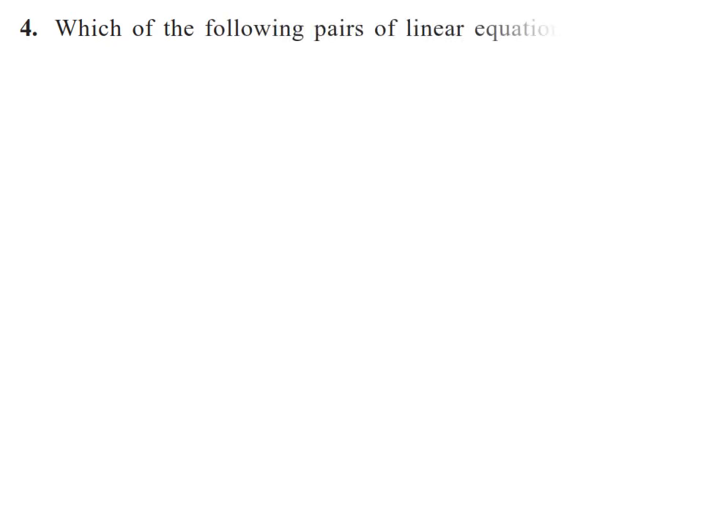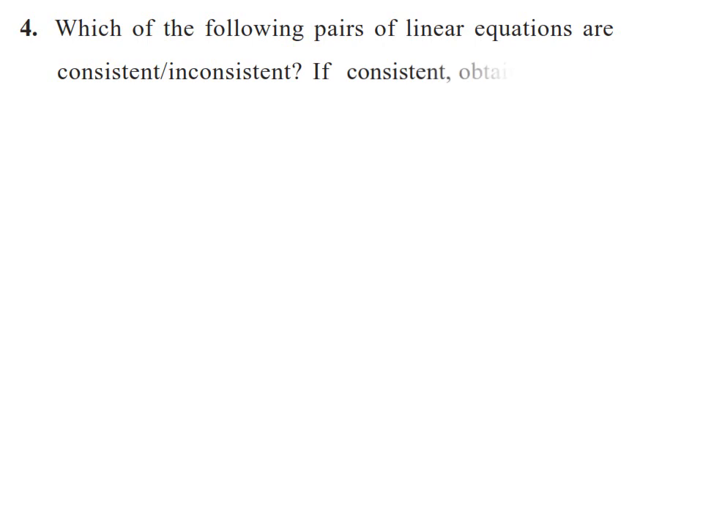Now the next one, question number 4. Which of the following pairs of linear equations are consistent or inconsistent? If consistent, then obtain the solution graphically. So again we have to check whether the equations are consistent or not. We have already seen how to solve it in a previous question. But if we find the equations are consistent, then you have to solve it graphically. But if they come out inconsistent, then you don't have to solve it graphically.